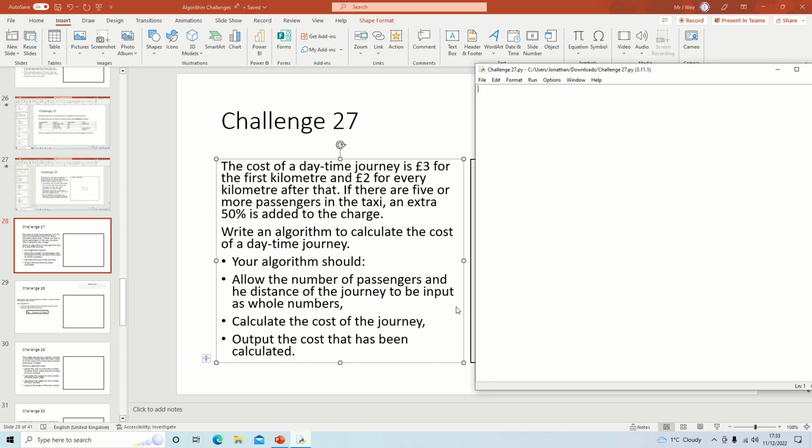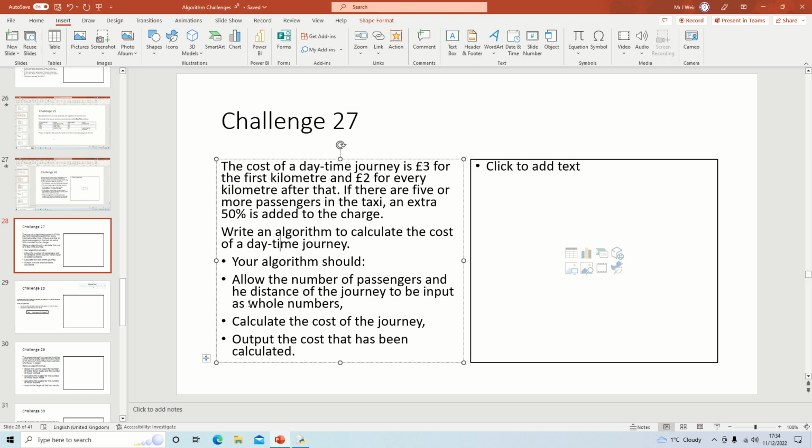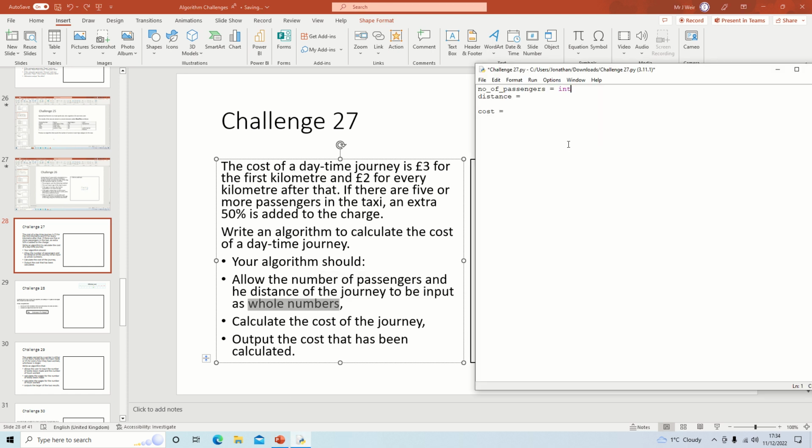Okay, so let's have a little go at programming this now. I'm going to start off with the simple part, which is to create our variables, number of passengers, and distance. We also know that there's going to be a cost as well, so we'll put that in for now. Number of passengers, it says that they need to be input as whole numbers, it says here. So based on that, we need to put them in as integers. So we're going to put int input, a little message to the user, and I'm just going to copy and paste that before I put my message in. So enter number of passengers and enter journey distance.